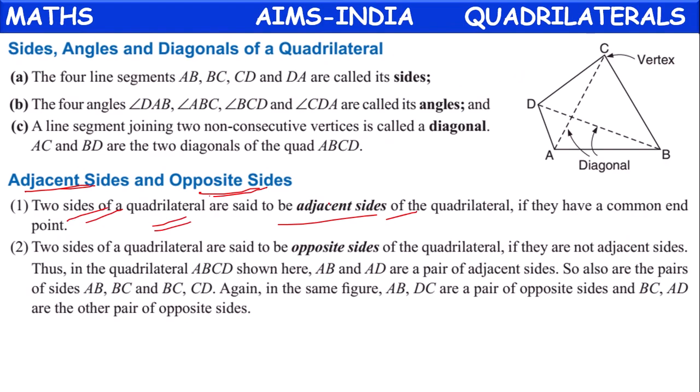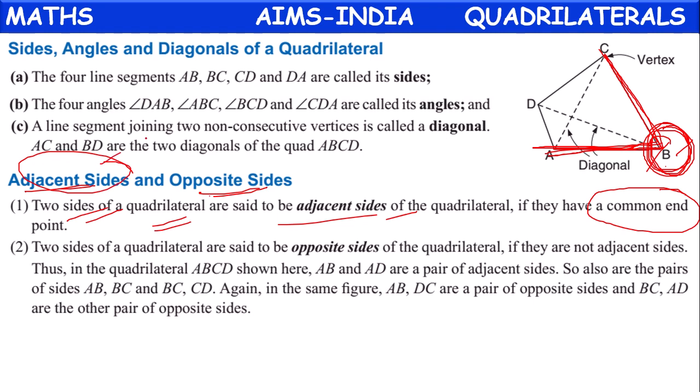What is the main point, children? They should have a common end point. This AB and BC are called adjacent sides because they have end point B as a common end point. For AB also B is an end point, and for BC also B is an end point. So they are called adjacent sides.